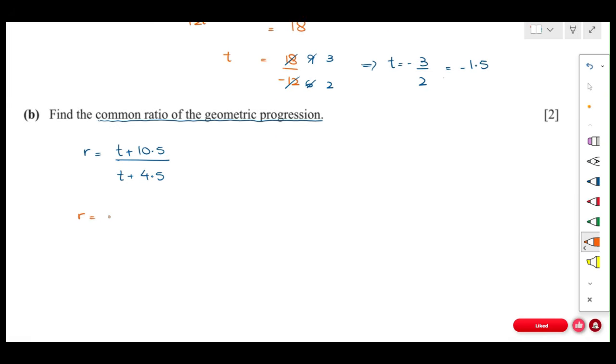So r equals minus 1.5 plus 10.5 divided by minus 1.5 plus 4.5. From 10.5, if you take away 1.5, you have 9, and from 4.5, take away 1.5 is 3. 3 times 3 is 9, so that equals 3. So this implies the common ratio R is 3. We got the value for the common ratio.